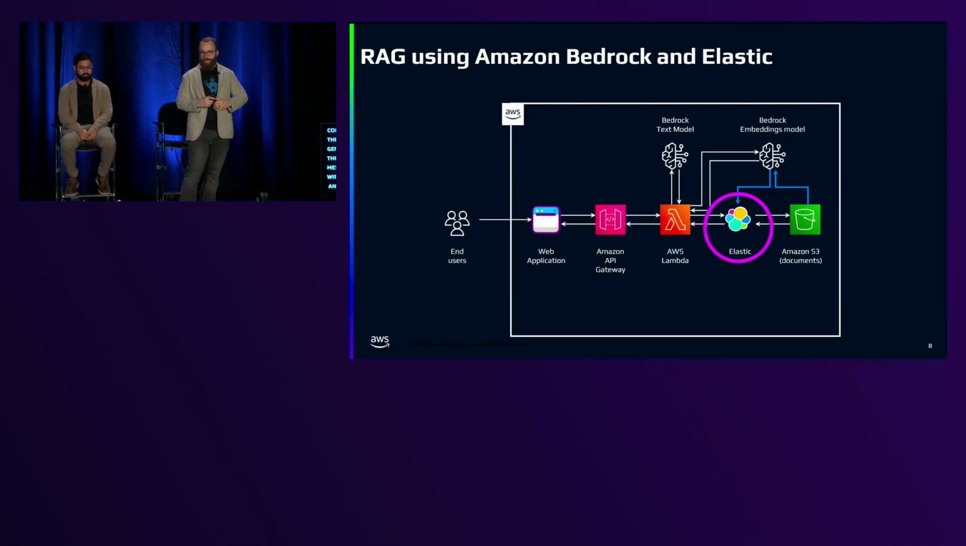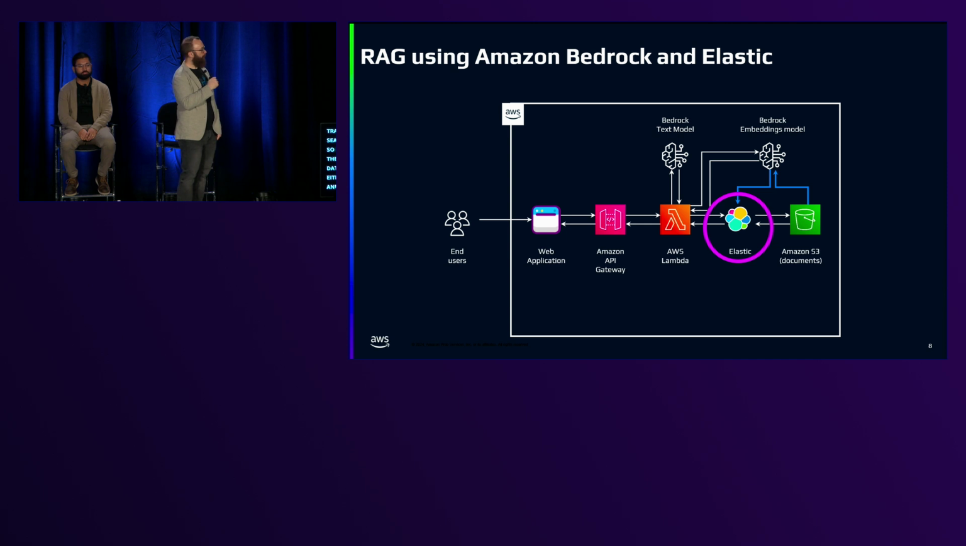Then at search time, it's kind of the reverse. Elasticsearch will help you find the documents, whatever your data is, that has the answer to either a question or a query. And you can then connect back to Bedrock to find the embeddings for that query or question.